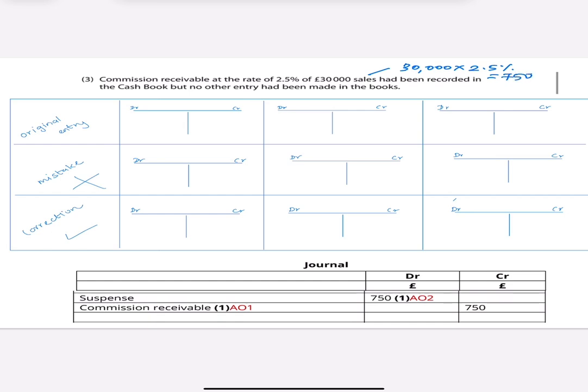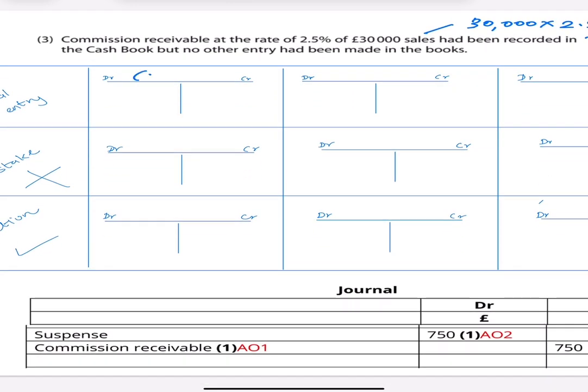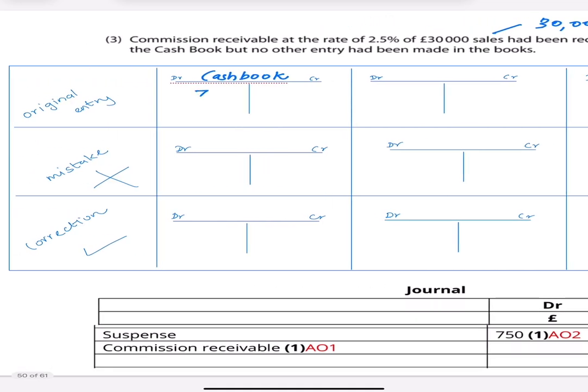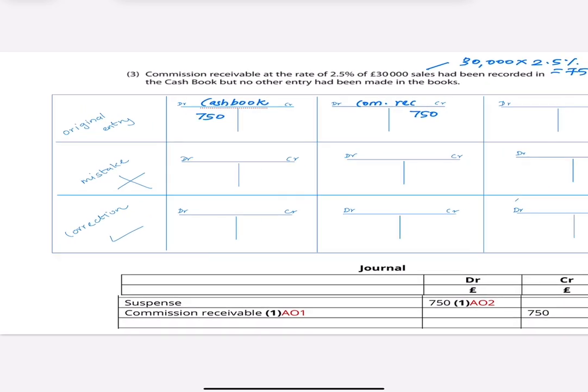The correct entry should be cash book debit by 750, credit commissions receivable, since it's an income. What was the error? It had been recorded in the cash book. That means in the cash book it's entered, but there is an omission in the commission receivable account. They forgot to credit it.